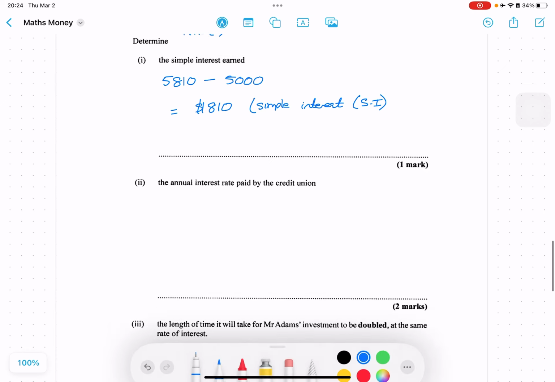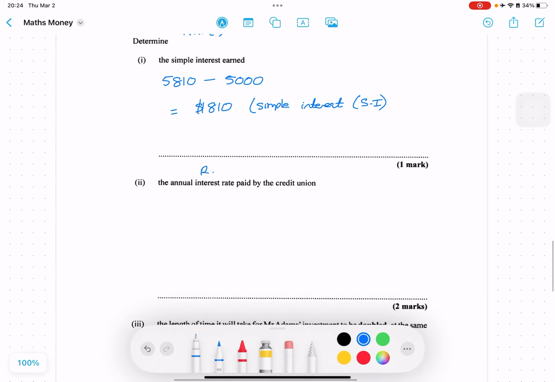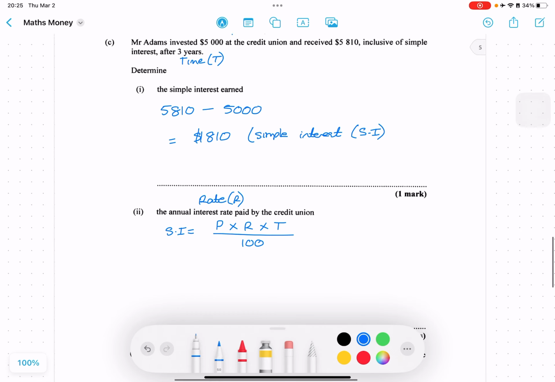This is what they're asking. They're asking for the rate, or R. So let's take a look at the simple interest formula. Simple interest is equal to your principal by the rate by the time, all over 100. That is the formula. So what do we have here?